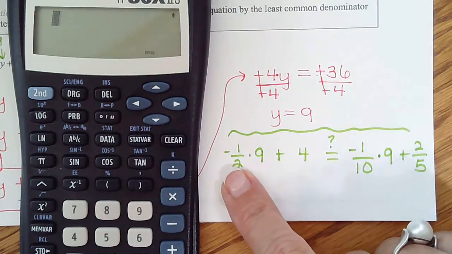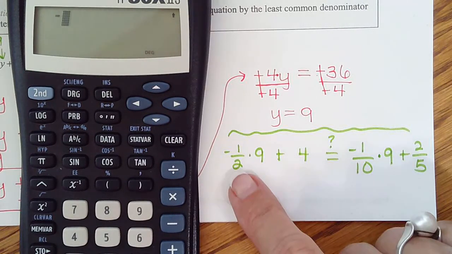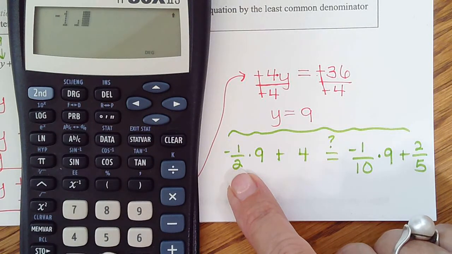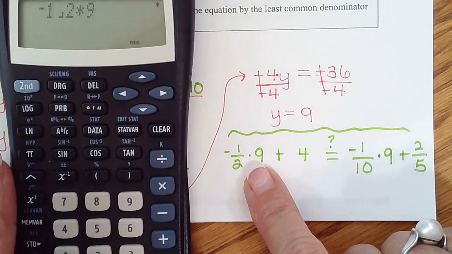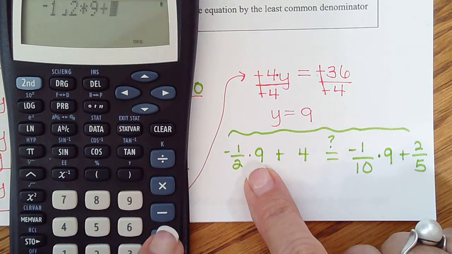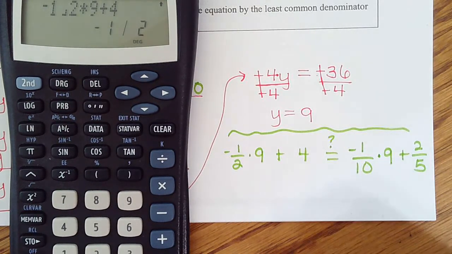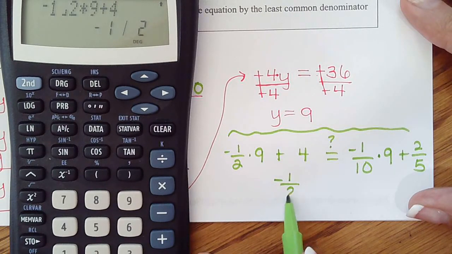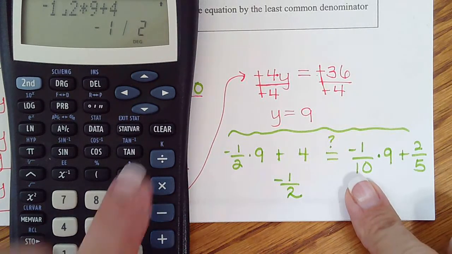So negative, which would be at the bottom, not this. Remember, this is subtraction. Negative 1 fraction bar 2 times 9 plus 4. Once you get to the equal sign, hit enter and write that number down. So negative 1/2. Okay, now go to the other side.